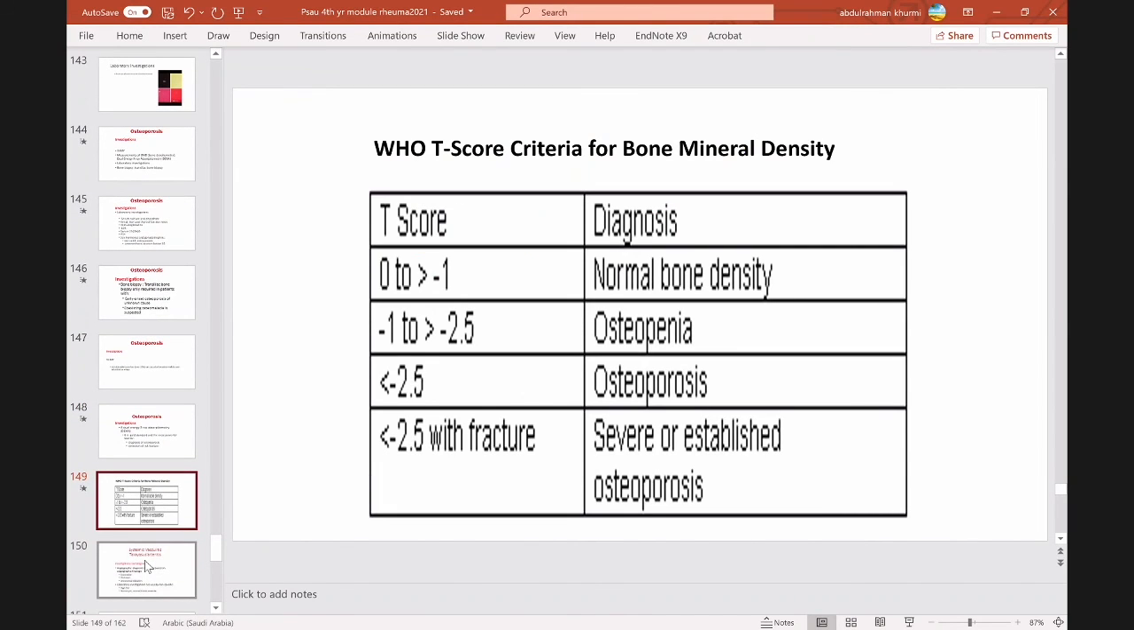If you did bone densitometry and you found the score is less than minus 2.5, this is osteoporosis. If it is between minus 1 and minus 2.5, this is osteopenia. Still not osteoporosis, but not normal bone. Above minus 1 is normal bone.